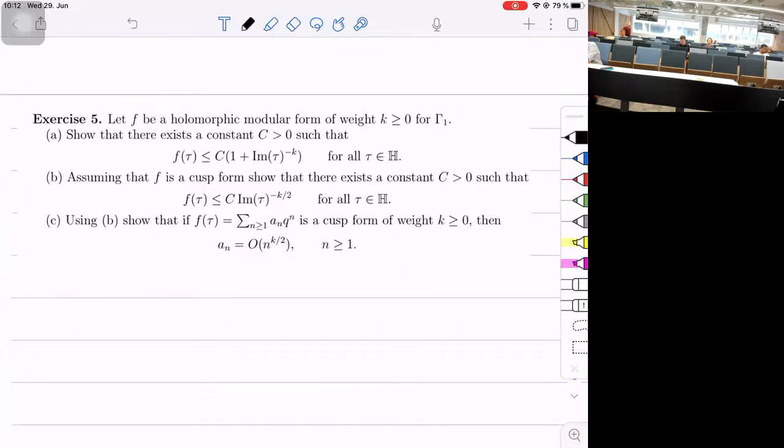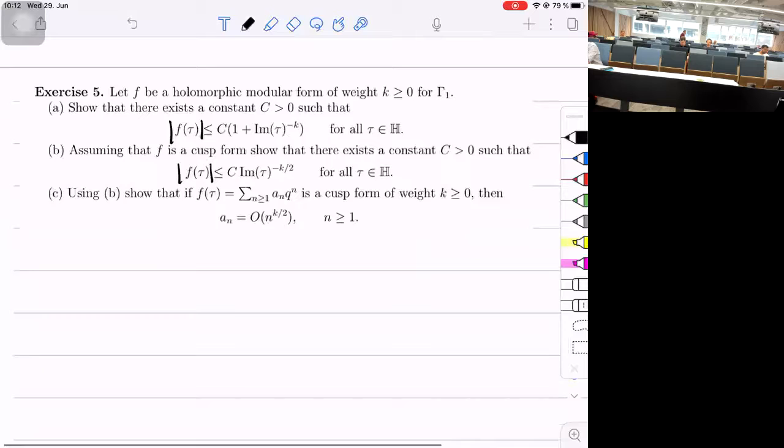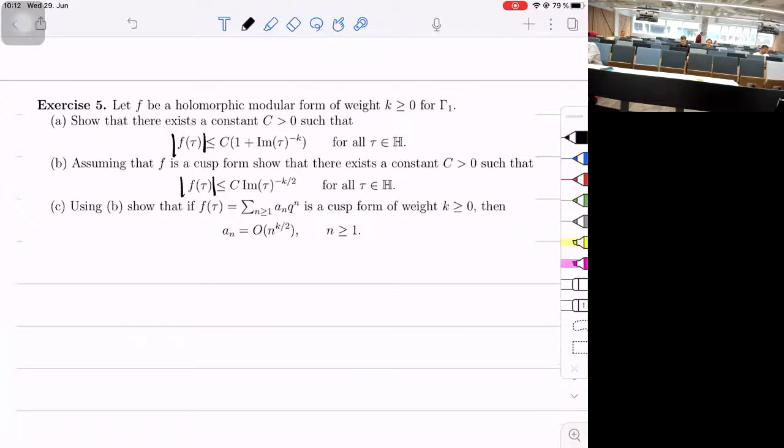There's probably a little typo in this question. We should stick absolute values around everything here, otherwise it doesn't really make sense. You could just multiply everything by minus one. So in part A, we're asked to show that there is some constant that bounds the absolute value of the modular form at every single point in the upper half plane, up to some factor involving the imaginary part.